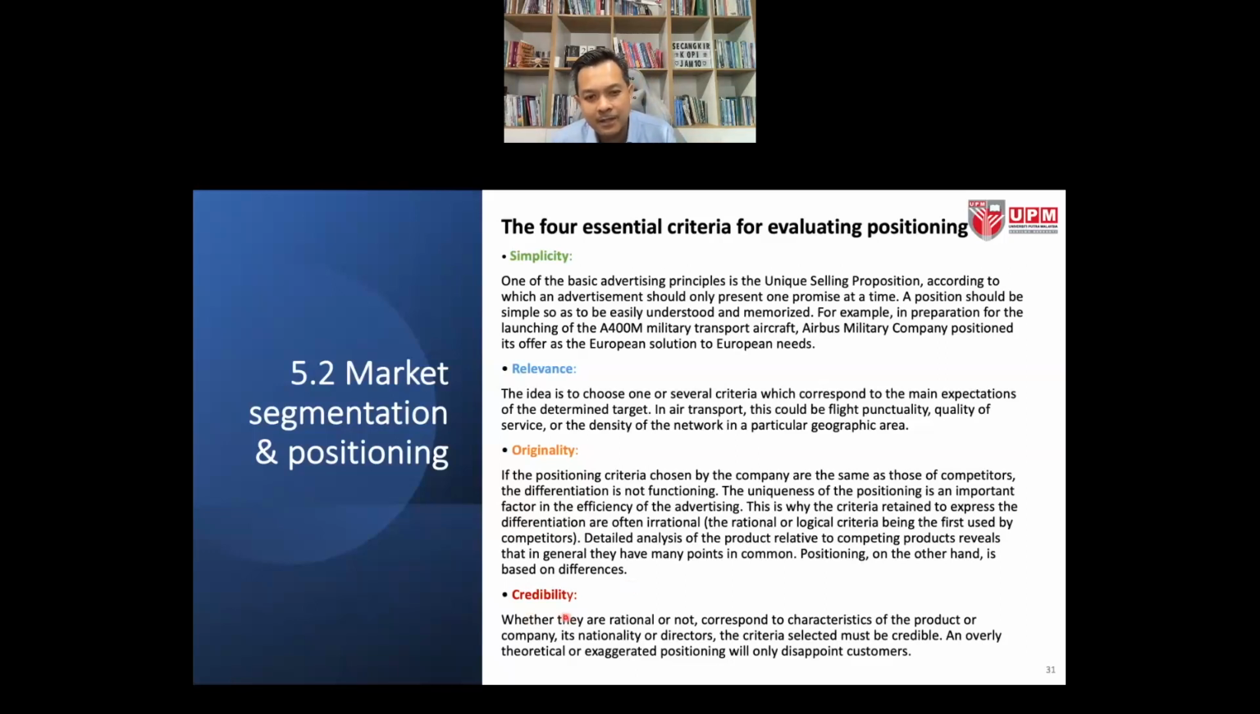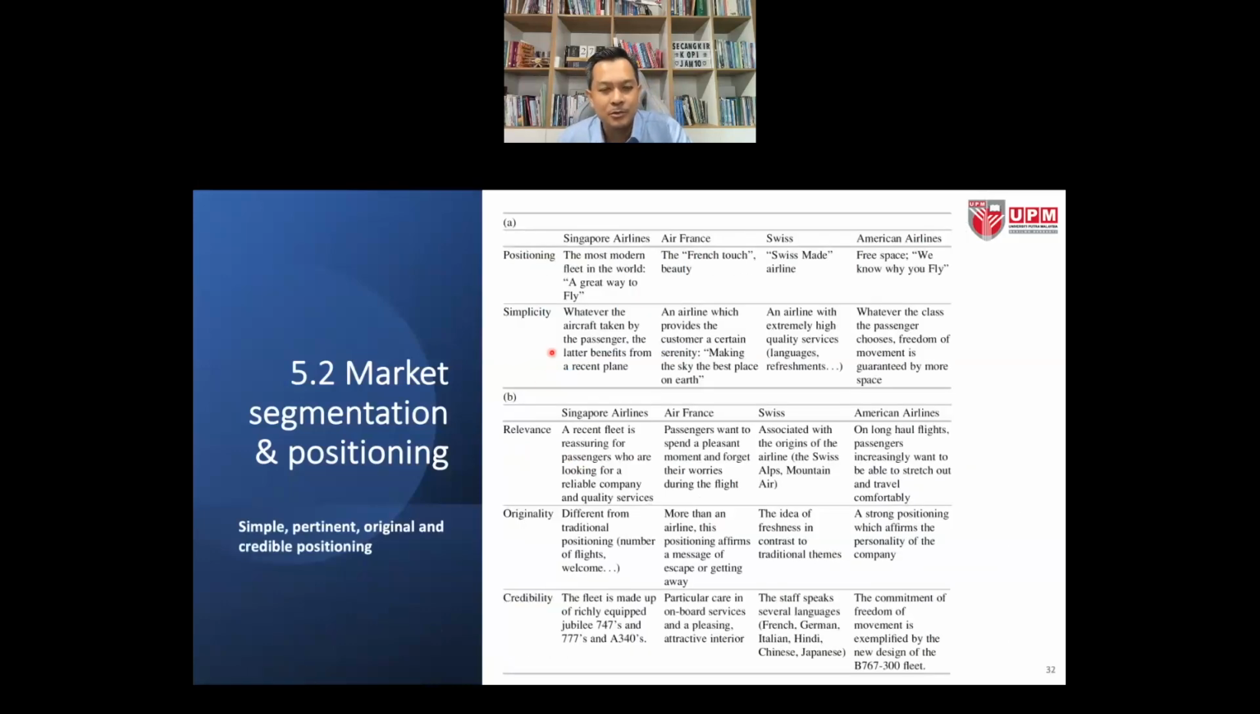And then finally, credibility. Whether they are rational or not, correspond to characteristic of the product or company, its nationality or directors. The criteria selected must be credible. And overly theoretical or exaggerated positioning will only disappoint customers. So basically, you want to make sure when you evaluating positioning, these are the 4 essential criteria, which is simplicity, relevance, originality, and credibility. So these are examples for Singapore Airline, Air France, Swiss Air, American Airline, maybe you can look at it, positioning, simplicity, relevant, originality, credibility for each type of the airlines. So they have their uniqueness, right?